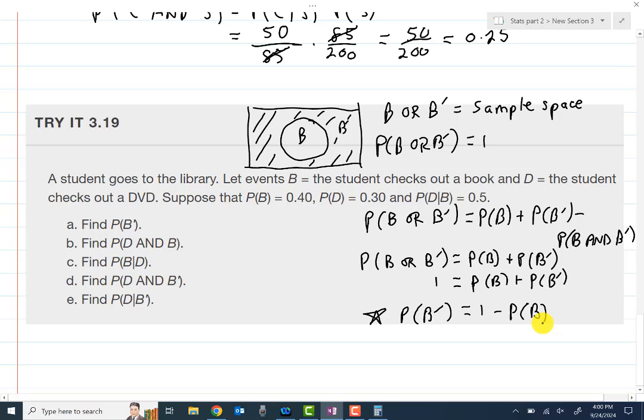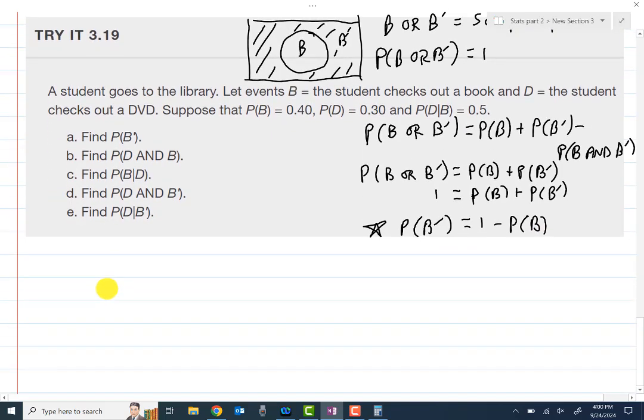So now I can start working the problems in this. Part A, they want us to find the probability of B prime, and the last thing I wrote is the formula. That equals 1 minus the probability of B. And where is it? It's up here, 0.4. So we end up with 0.6. That takes care of part A.